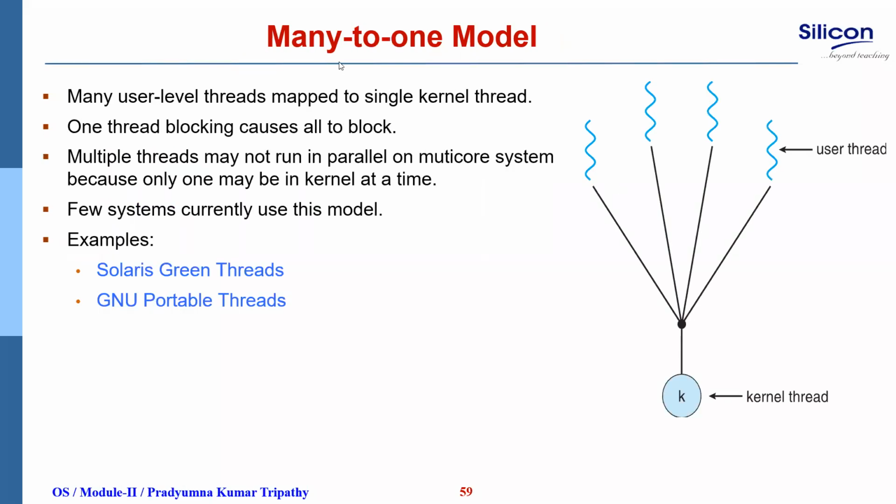The first kind of model is many to one. Many to one says that many of the user threads, as you can see from this diagram, are mapped into one kernel thread, a single kernel thread. Many user level threads are mapped into a single kernel thread. So the cost is less, because many times we don't have to create the kernel thread.